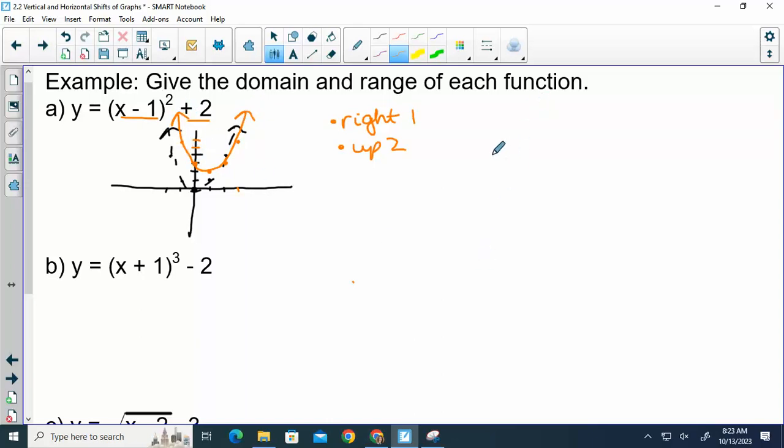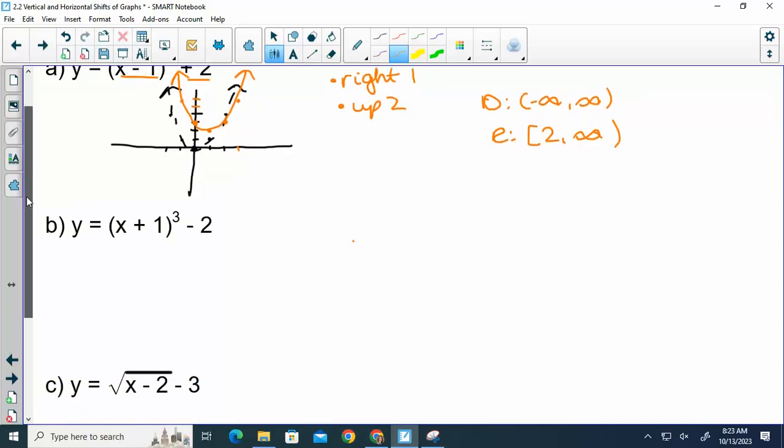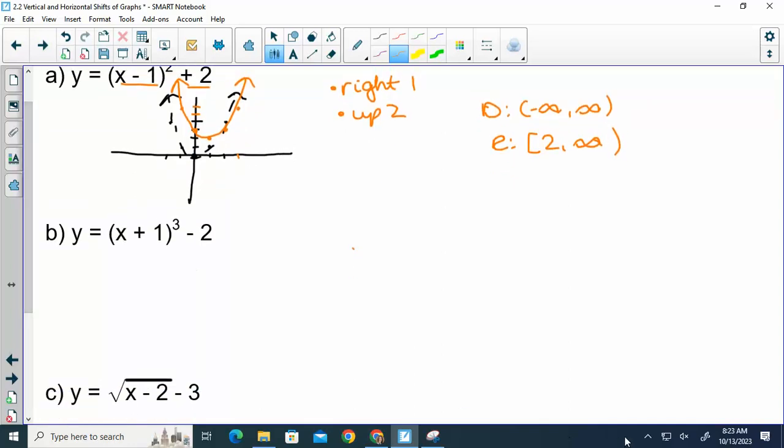What's the domain of that? What is the range? 2. I want you guys to try B and C for me. You want us to do the graph also? Yes, draw the graph.